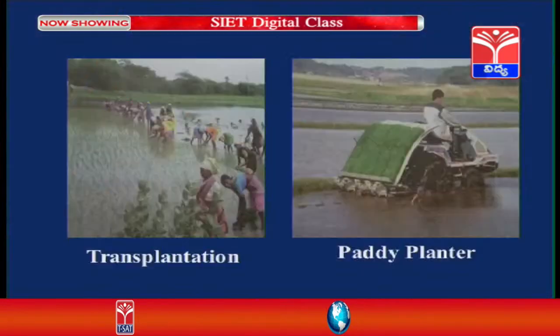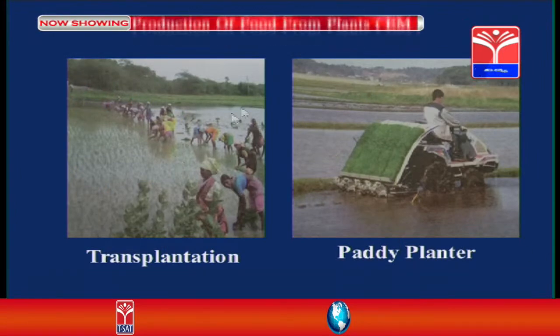After the plants have slowly developed in the nursery, they remove these plants and grow them in the main field. That process of transferring the plants from the nursery to the main field is called transplantation. See here, children, transplantation. Who is doing it here? Manually it is done by the women, isn't it so? You might have seen in villages, they sing songs while they are doing it. It is called naru pettadam. So that is the thing.